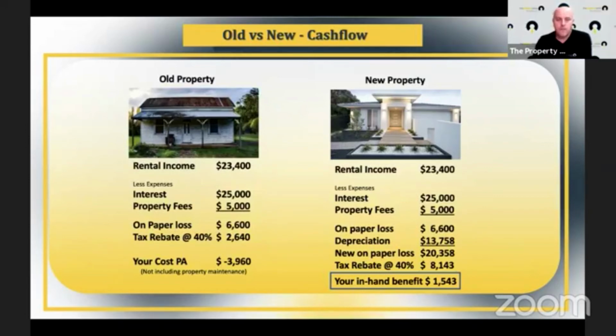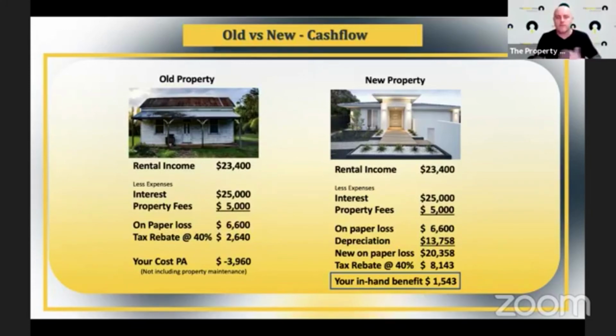Now, the benefit with this is that you can hold this example property on a $0 figure as long as the interest rate stays at 5%. And currently you can get investment rates in the low 3%. So what I've done here is totally conservative, very, very conservative. If it was at 3%, your in-hand benefit could be up around the $5 grand mark.